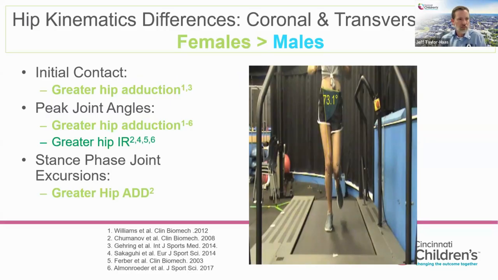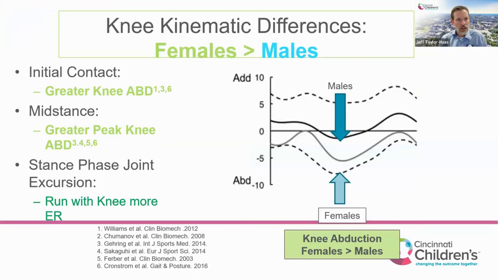Looking at initial contact, peak joint position, and stance phase joint excursion at the hip in the coronal plane, women have greater hip adduction angles compared to men at each one of these values. Additionally, in the transverse plane, women exhibit greater hip internal rotation peak joint angle than men. And this has been demonstrated in many different study populations of adult runners, both healthy and injured runners. At the knee, women run with greater knee abduction angle at initial contact and mid-stance than men. And in the transverse plane, women run with the knee more externally rotated than men as well.